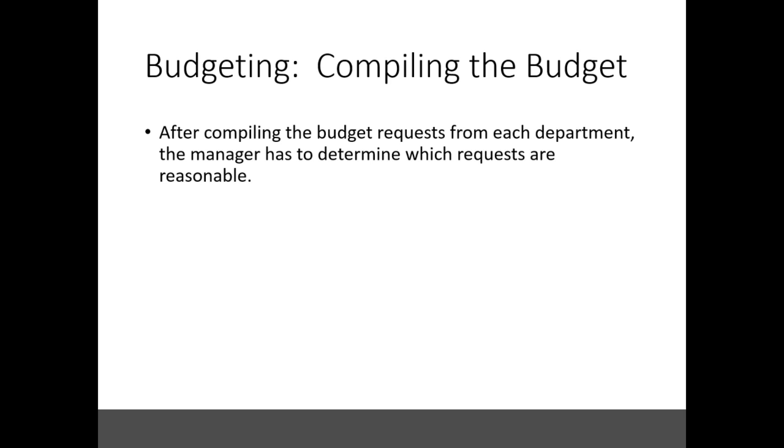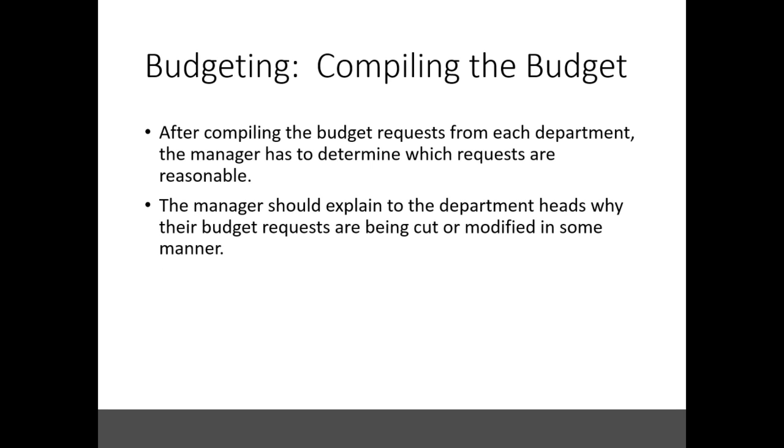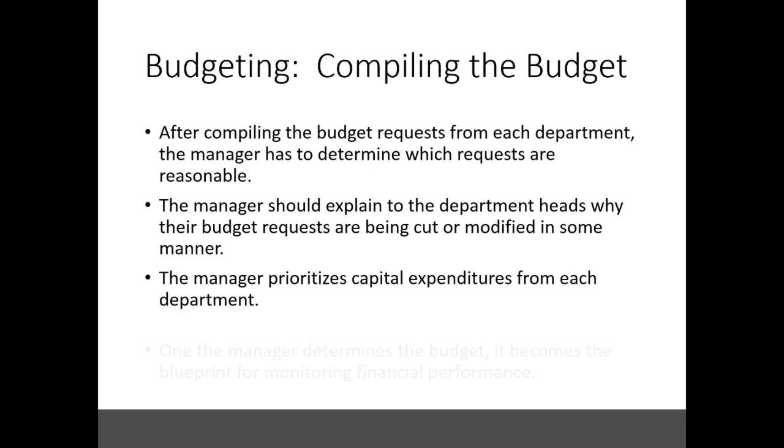If you have several different departments, the manager compiles the budget request from each department, and then the manager looks it over and says, that's reasonable. That's not necessarily reasonable. We don't really need this. So you go through those things basically line by line. And then after that, the manager gets back with the department heads and talks about, yeah, that budget's reasonable. We're going to cut this budget for this reason. Here's the way we're going to modify it.